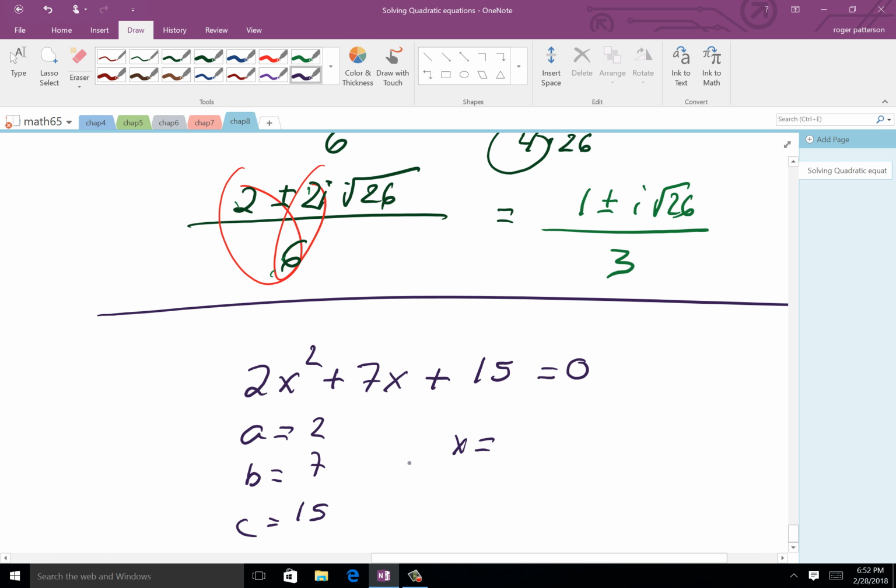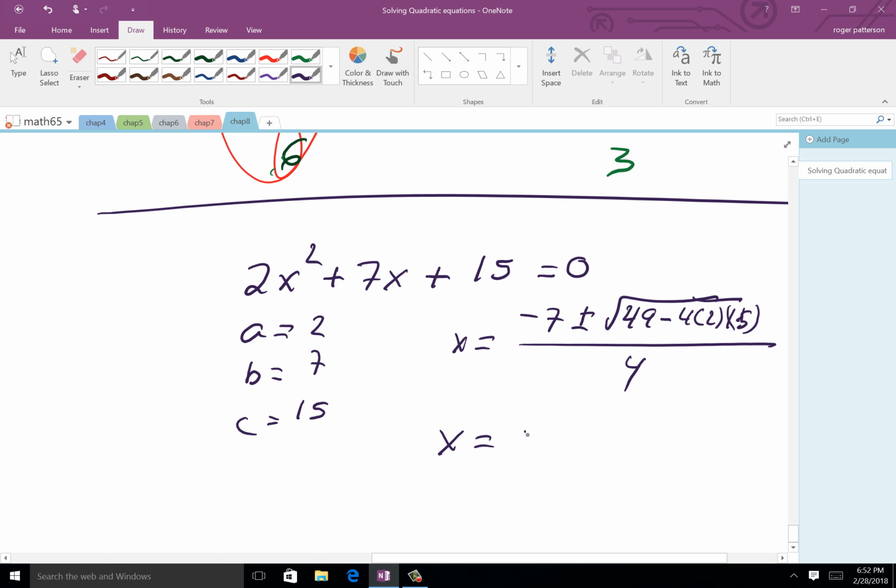Okay, so we get x equals, using the formula, so it's just going to be opposite b, so plus or minus there. 49 minus, let's see what we're going to get here. So we're going to get 4, 2, and 15. So what are we going to get underneath this one now? So we got 4 times 2 times 15, negative 120. So 49 minus 120? Yeah. What's that? 71.